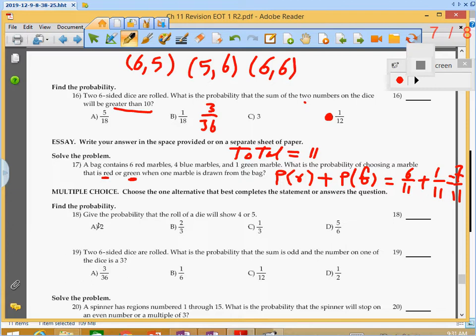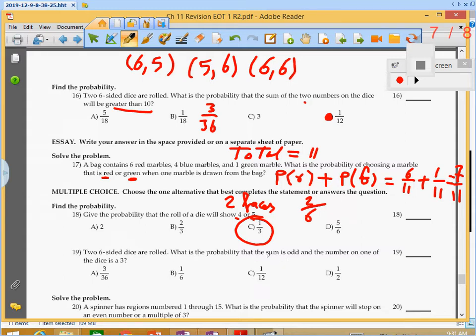For number 18, give the probability that a rolled die will show 4 or 5. 4 or 5 is 2 faces out of 6 faces. So it's 2 out of 6, which is 1 out of 3. Number 19, 2 six-sided dice rolled. Rolling 2 six-sided dice means the outcomes come out of 36.